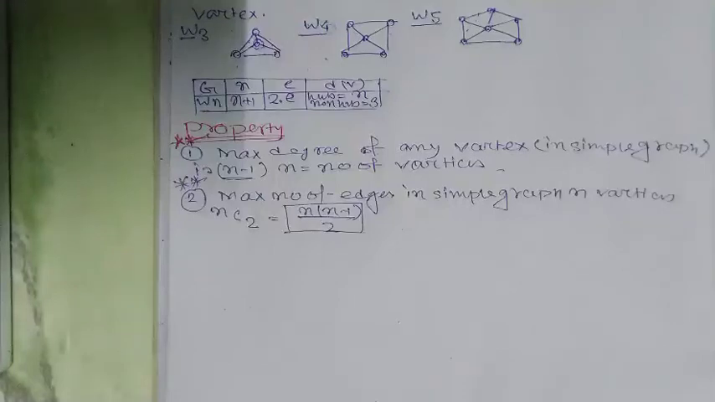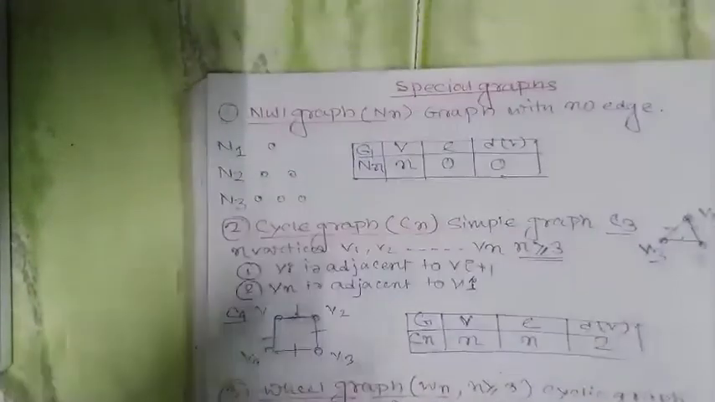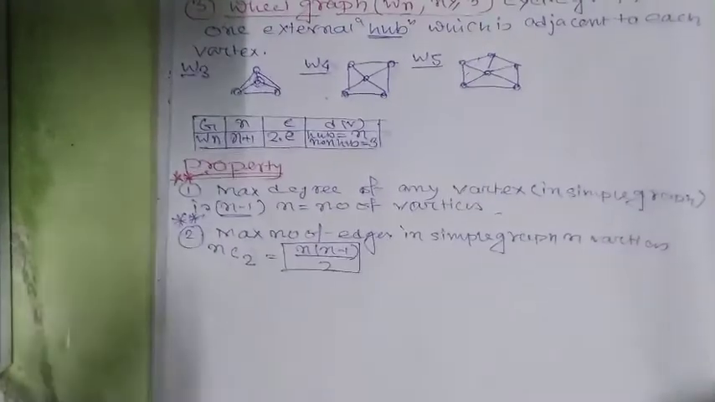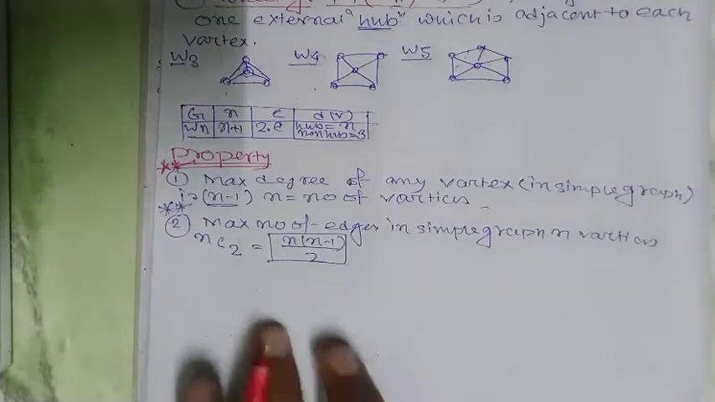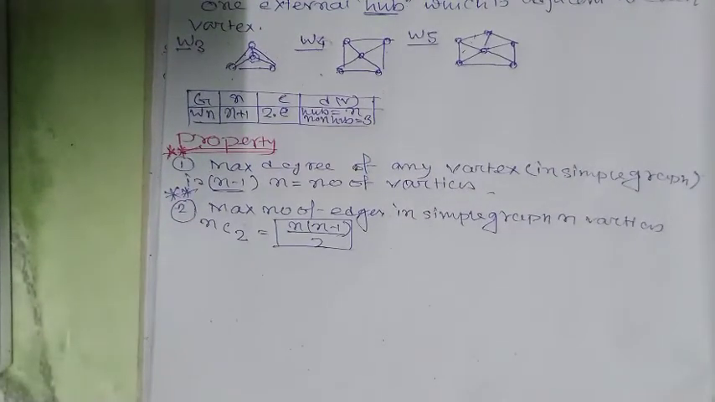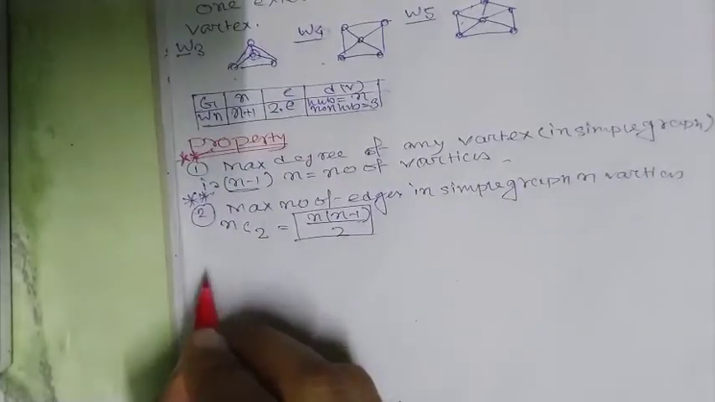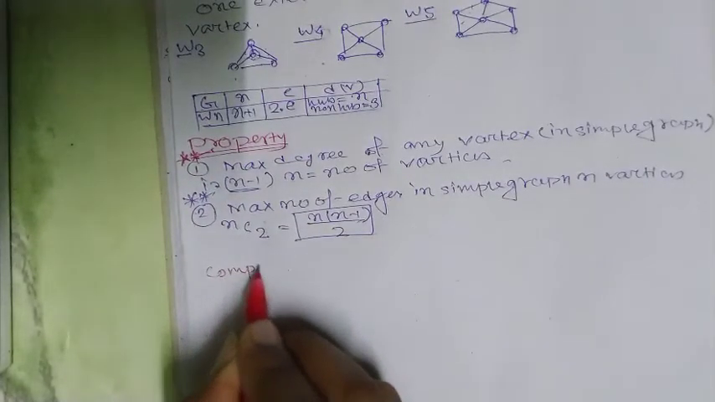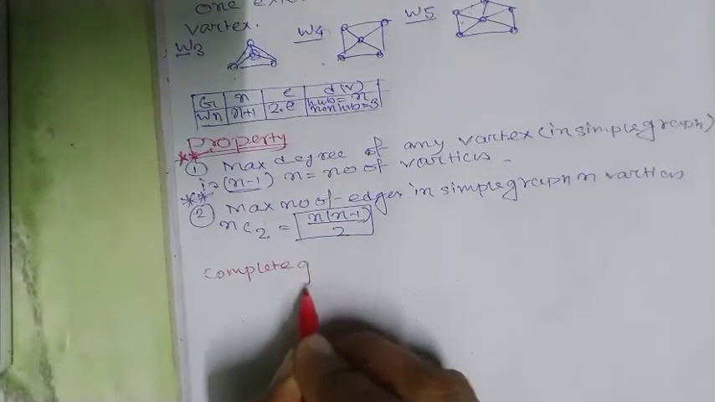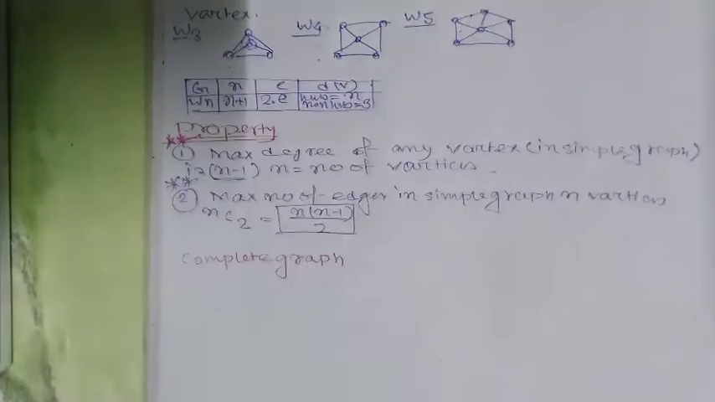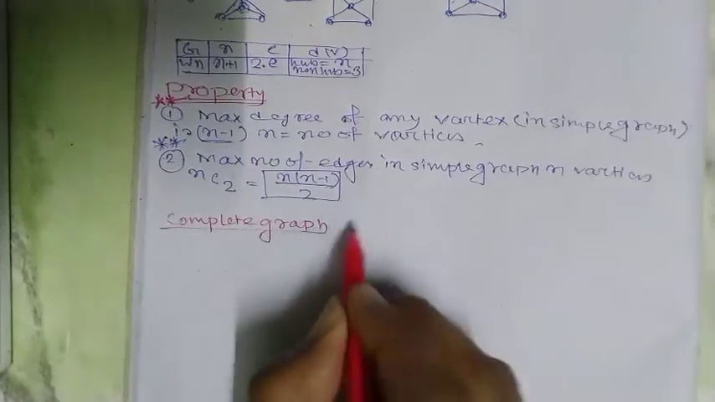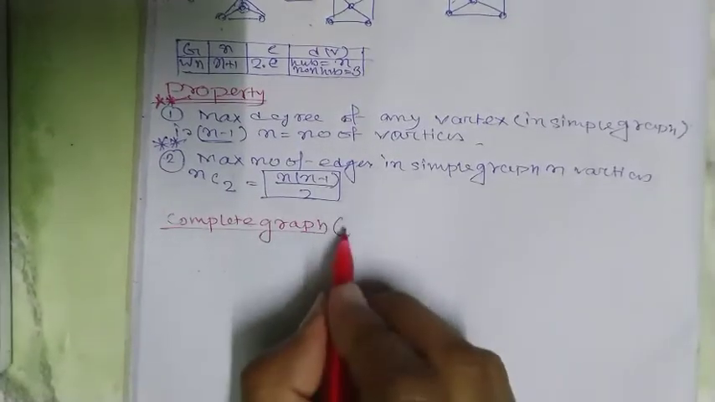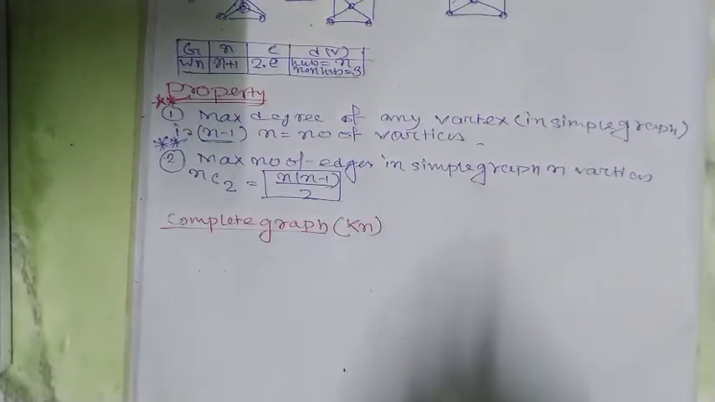Everyone, this is the second part of the video and we are discussing special graphs, and we have discussed these two properties, and this is necessary for further discussions. And the next graph that we have is the complete graph, and it is denoted as Kn.